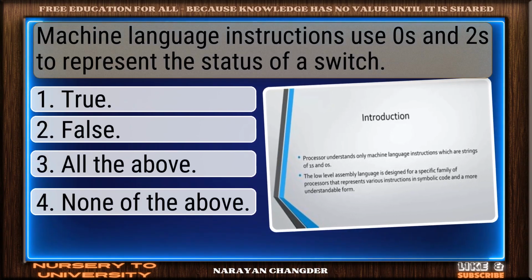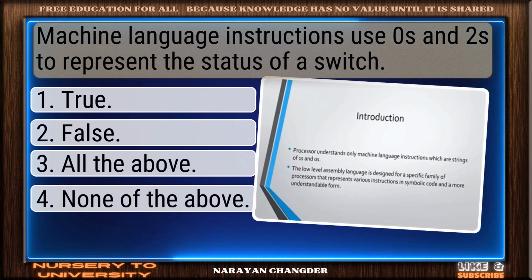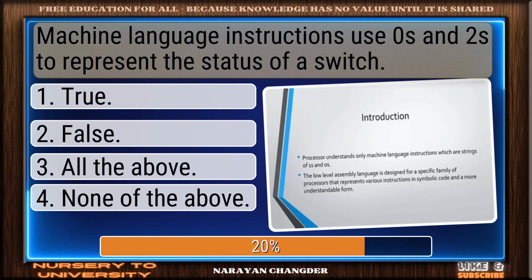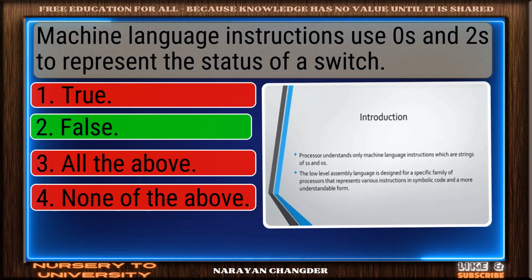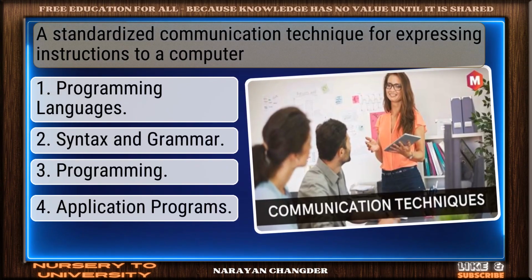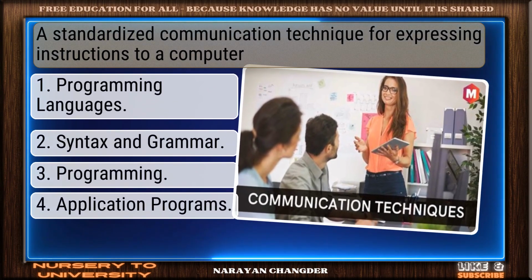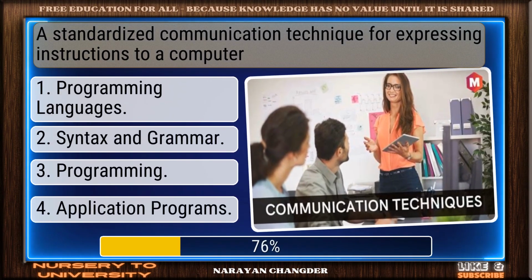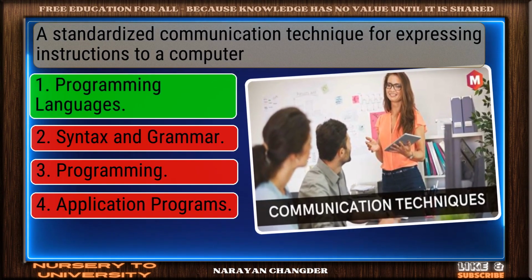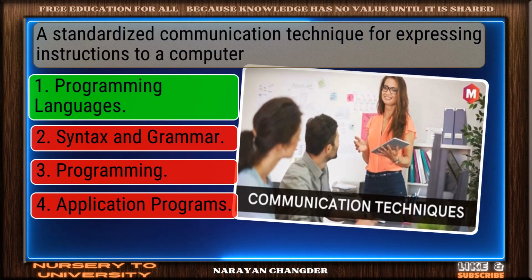Machine language instructions use zeros and 2s to represent the status of a switch. Smart move. False is accurate answer. A standardized communication technique for expressing instructions to a computer. Right again. Programming languages is valid.